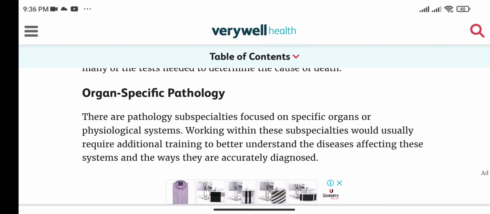Organ-specific pathology. There are pathology subspecialties focused on specific organs or physiological systems. Working within these subspecialties would usually require additional training to better understand the diseases affecting these systems and the way they are accurately diagnosed.